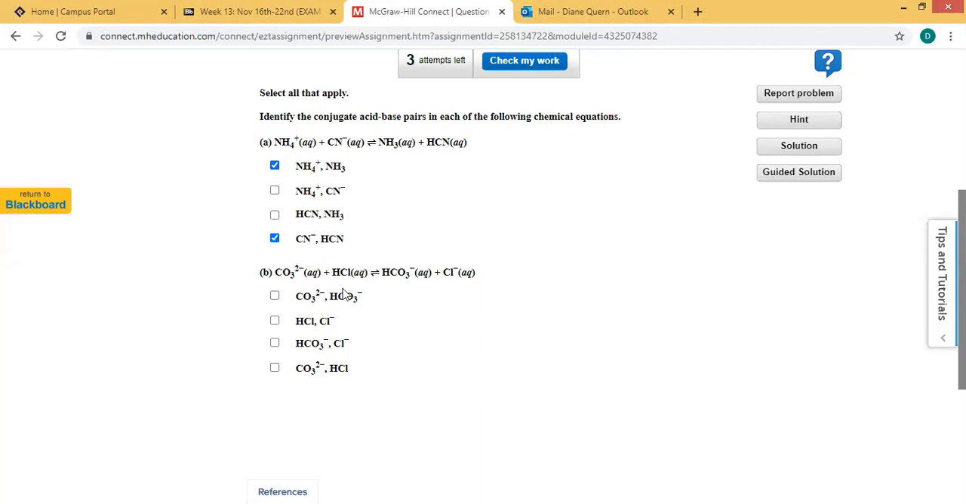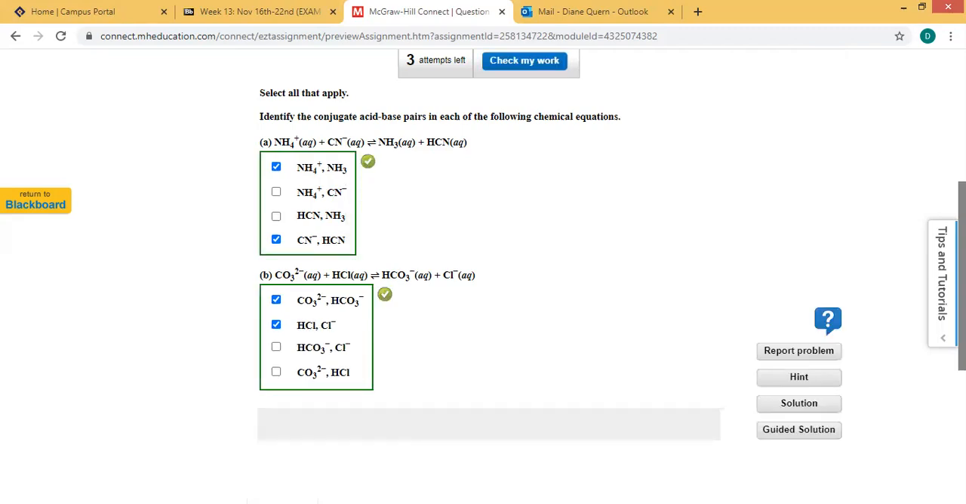So looking at the next one, we have CO3 2 minus, that's the base, and it's gaining a proton to become HCO3 minus. So this would be the first pair. HCl, so that's hydrochloric acid, that's the acid. When it loses a proton, when it loses that H plus, it becomes Cl minus. So we have HCl going to become Cl minus. That would be the two pairs in that equation. So that's how you're going to answer that type.